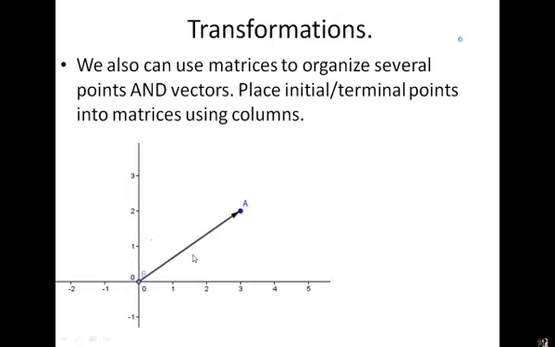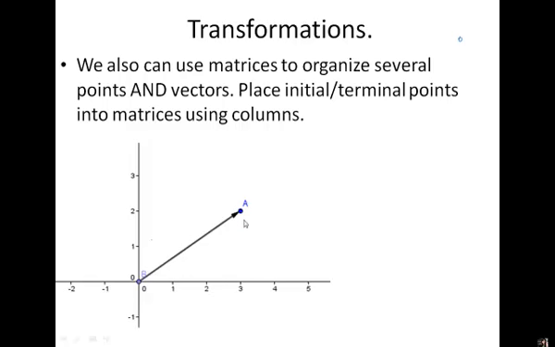The final thing is, we're not going to get into it too much because on your worksheet you'll work with this, but we are going to be doing transformations. These can be transformations of images, or transformations of images including vectors. Vectors, of course, are those visuals that represent a magnitude and direction. So what we do is we place these initial and terminal points into matrices using columns.